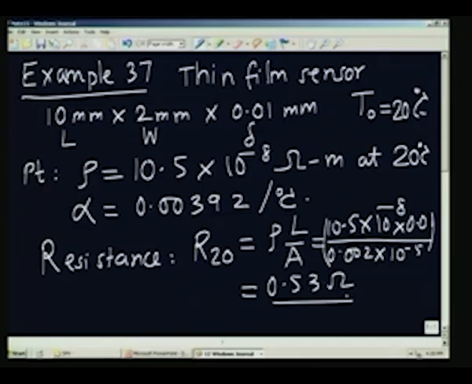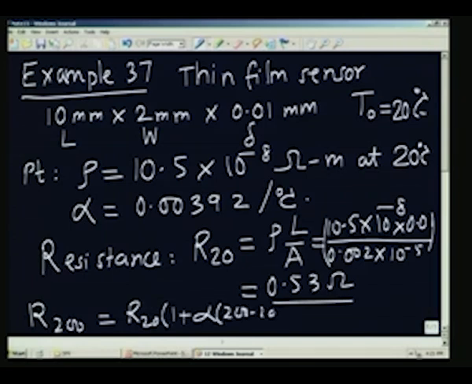And in fact, I can calculate the resistance at 200 degrees, when the thin film sensor is allowed to go up to that temperature. The value will be just R20 multiplied by 1 plus alpha into 200 minus 20. So, all I have to do is to plug in all the values. This comes to about 0.904. If the output of the sensor is proportional to the resistance, you will see that it will go up almost by a factor of 2 during the operation of the sensor in this particular example.